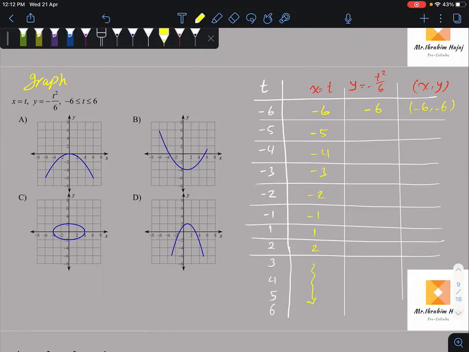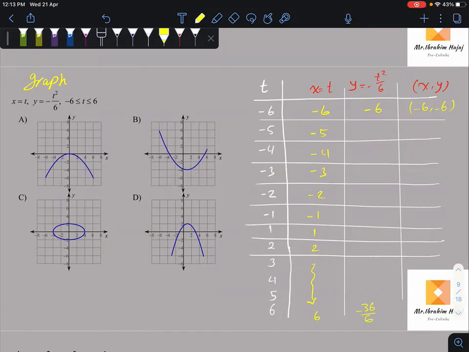But for y, when t is negative 5, we get negative 25 over 6, and it will be decimal and so on. So we can find only the numbers that can be divisible by 6. The last one here is 6, and it's negative 36 over 6. So the point here is the same, which is 6, but different in sign only.